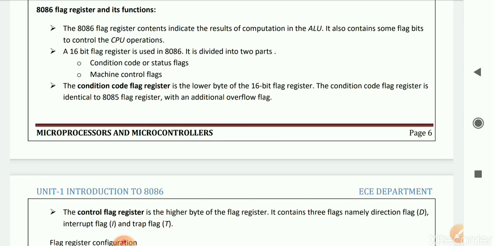In the conditional flags there are basically 6 flags. Five of them we already know from the 8085 microprocessor, that is the carry flag, parity flag, auxiliary carry flag, zero flag and sign flag. One additional flag comes in this group, that is the overflow flag. The next part is the machine control flags. These contain 3 flags, that is the trap flag, interrupt enable flag, and string direction flag.